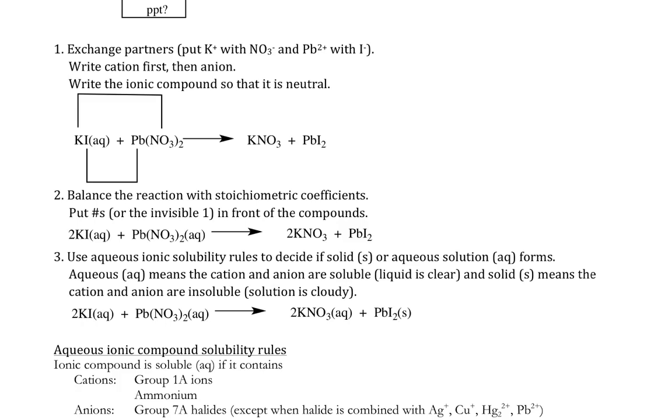So now it's balanced. Notice we put aqueous beside our two reactants because that's how they begin. And then we use those aqueous ionic solubility rules to decide if a solid (s) or an aqueous (aq) solution forms. Aqueous means the cation and the anion are soluble; the liquid is clear, might have a color, but at least it's see-through. An (s) means the cation and anion are insoluble. The solution is cloudy, or we see the solid at the bottom of the beaker.